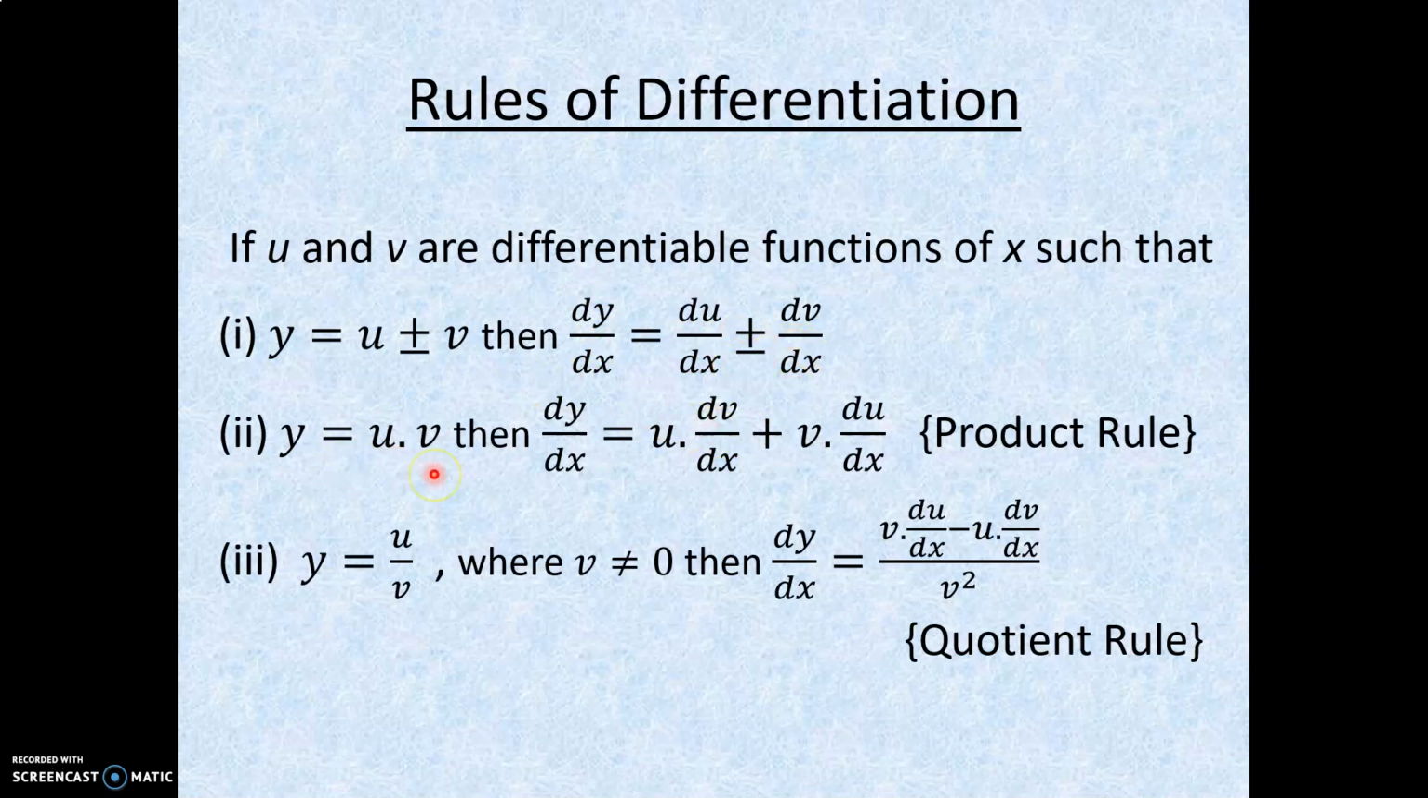Y is equal to u into v. Two functions are given in product form, then it is called product rule. Derivative of y with respect to x is u into derivative of v plus v into derivative of u. Y is equal to u upon v, where v not equal to 0, then dy upon dx is equal to v du upon dx minus u dv upon dx upon v square. This is called quotient rule.